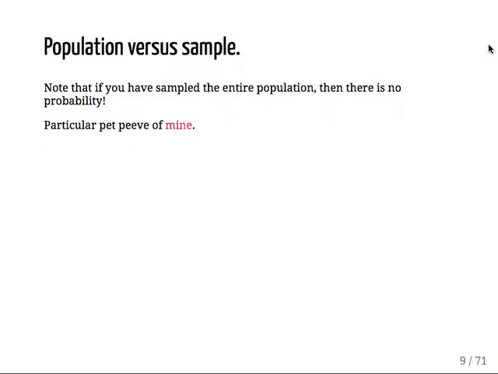So if you did a correlation between, let's say, the height of people in Amsterdam and how much milk they drink, and you sampled every single person in Amsterdam, then there is no probability. You know what it is. You know the perfect relationship. So we use inferential statistics because we usually don't have the entire population. We draw a sample, and then we want to make inferences to the entire population.